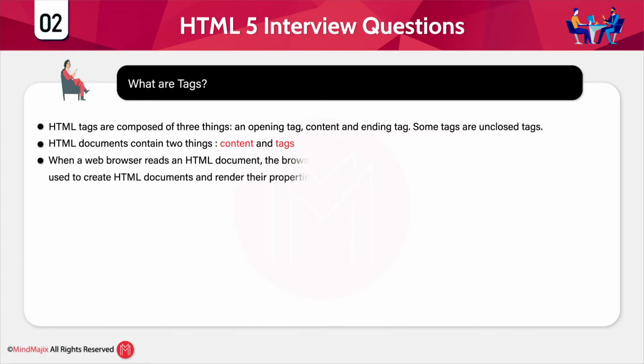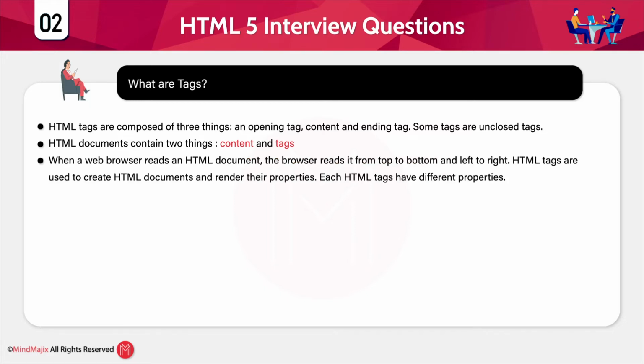See, when the web browser reads an HTML document, the browser reads it from top to bottom, and each line from left to right. HTML tags are used to create HTML documents and render the properties on the web document or web page. Each HTML tag has different properties.